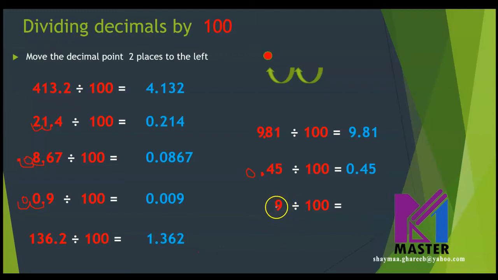9 divided by 100, I only have one digit. And I need to put the decimal point after 2 places. So I will put 0 before the 9. It's still 9 as it is. Nothing changed. The value didn't change at all. But now I change how it looks to be able to put a decimal point after 2 places. 1, 2, then a decimal point. And as we said, we don't start a number by a decimal point, so I have to put a 0 in the ones place as a placeholder, so it will be 0.09 or 9 hundredths.